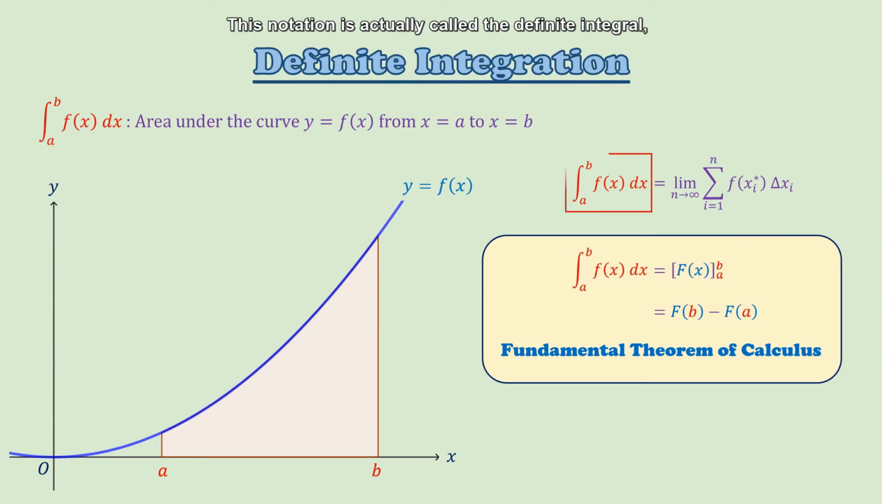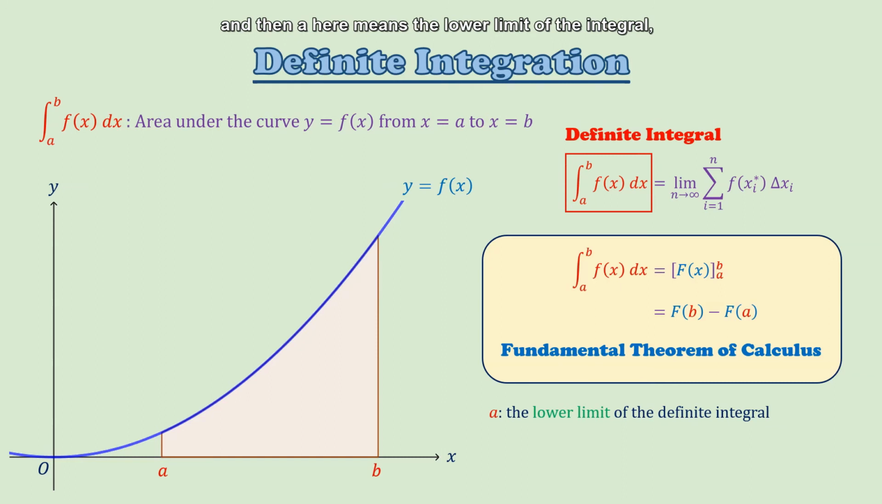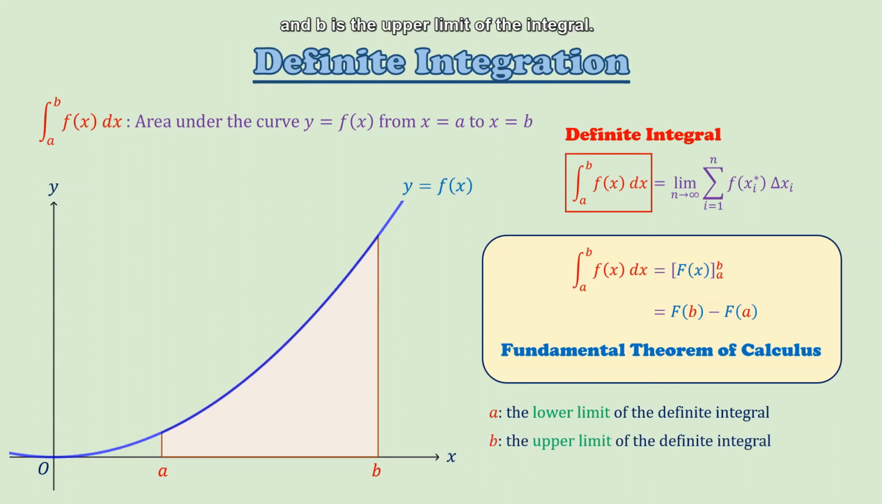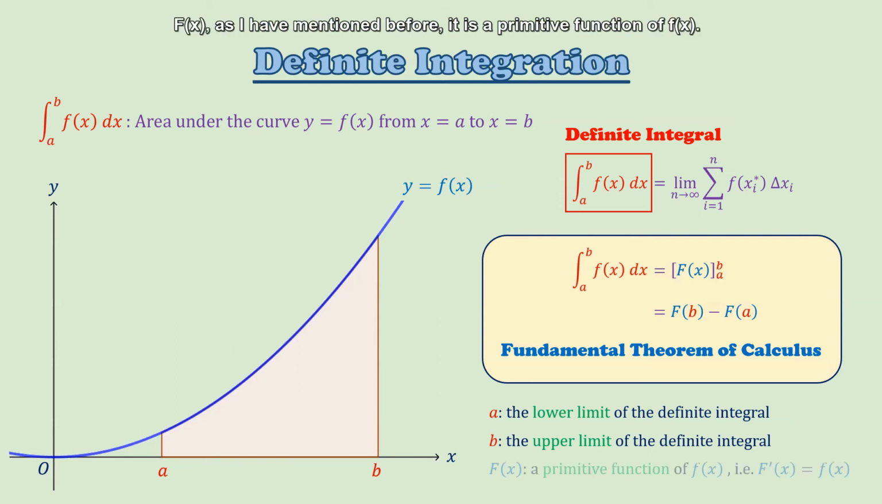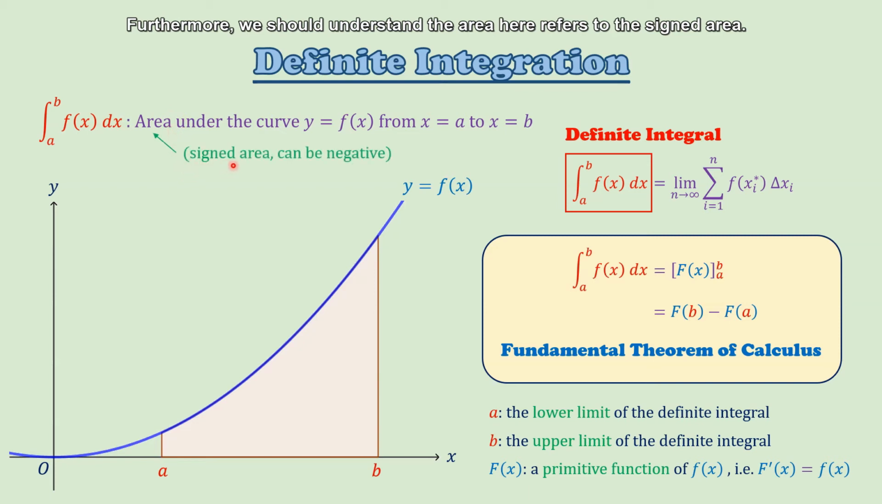This notation is actually called the definite integral. And then a here means the lower limit of the integral, and b is the upper limit of the integral. The capital F(x), as I have mentioned before, is a primitive function of small f(x). That means when we differentiate the capital F(x), we can obtain the small f(x). Furthermore, we should understand the area here refers to the signed area. That means it can be negative.